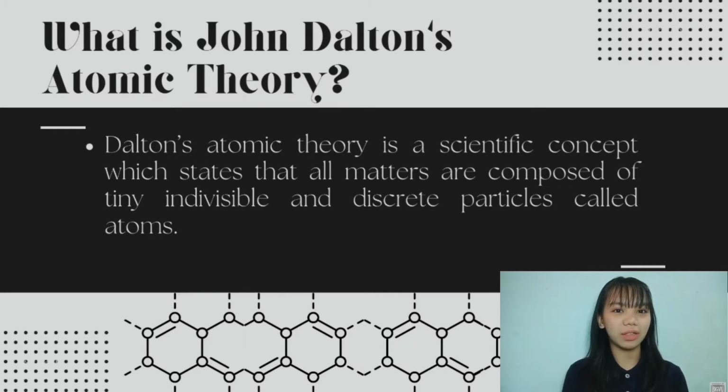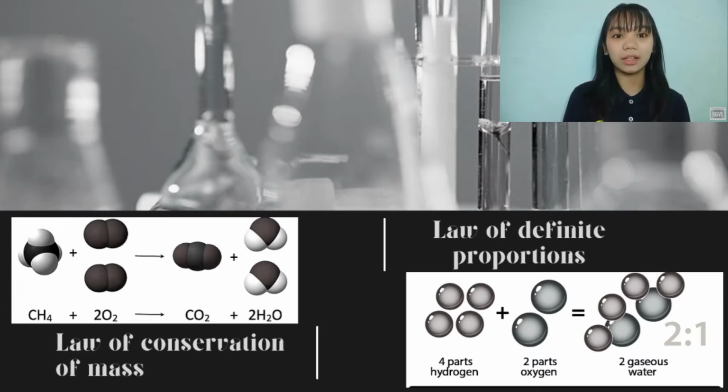What is John Dalton's atomic theory? Dalton's atomic theory is a scientific concept which states that all matters are composed of tiny, invisible, and discrete particles called atoms. Dalton hypothesized that the law of conservation of mass and the law of definite proportions could be explained using the idea of atoms.